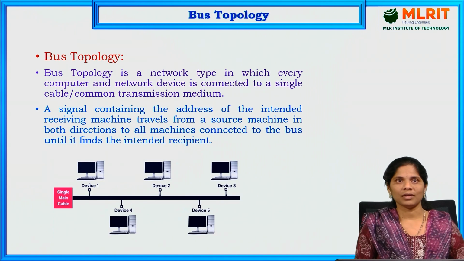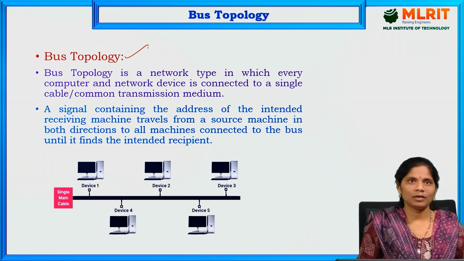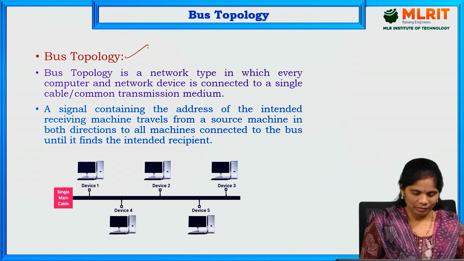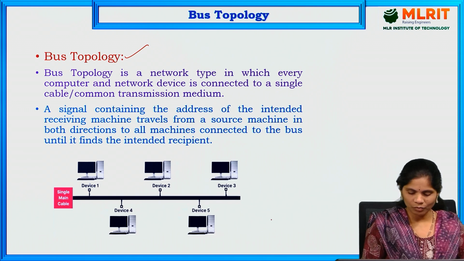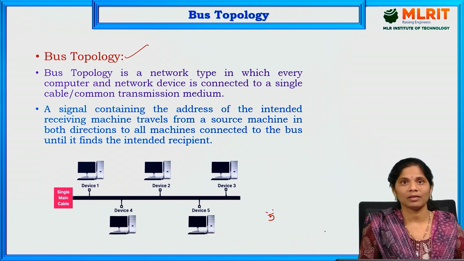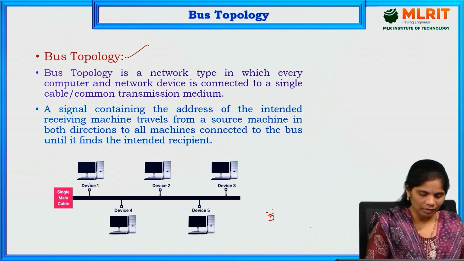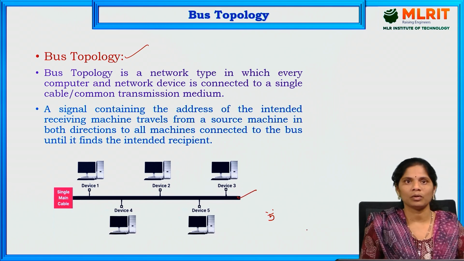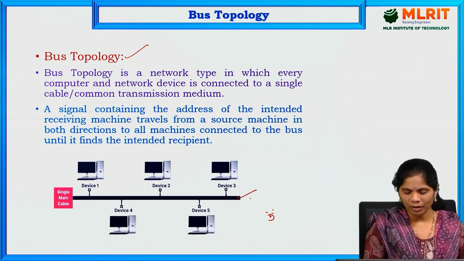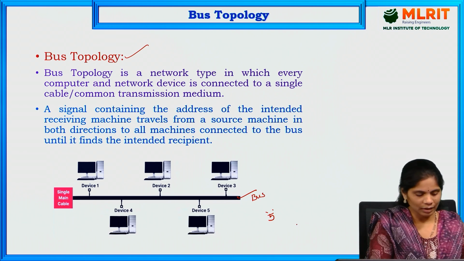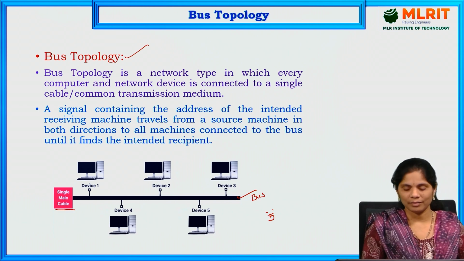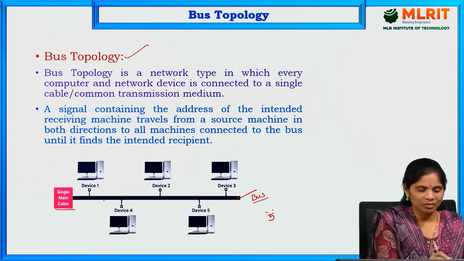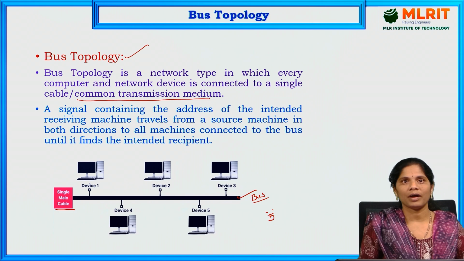And next one is the bus topology. What is bus topology? See this picture. Total how many nodes are there? Total 5 devices are there. All these devices are connected to this cable only. This cable is nothing but the bus. All devices are connected to a single cable. This single cable is called a bus. This bus is the common transmission medium for all 5 devices.